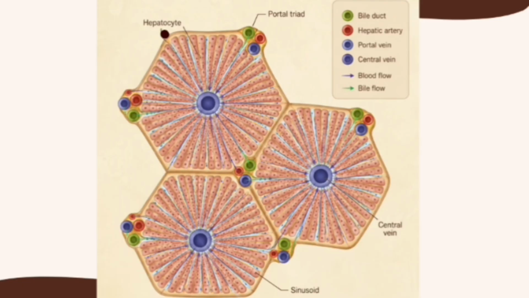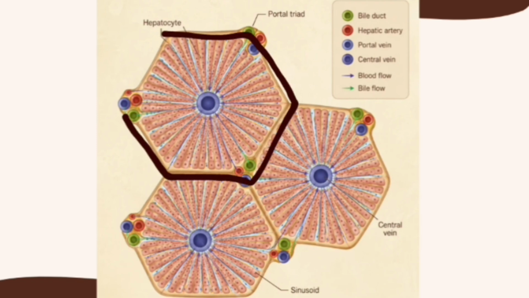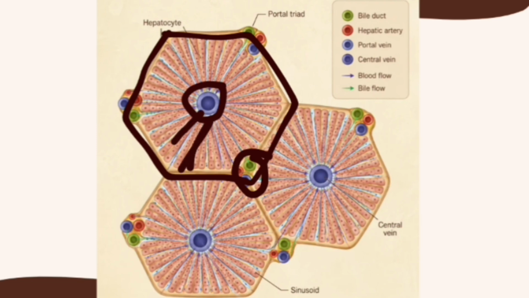To understand the nutmeg appearance of liver, first we must understand the normal hepatic lobule. So here we have the hepatic lobule. In the center of the hepatic lobule, we have the central vein. And at the periphery, we have three structures. That is the hepatic artery, the portal vein, and the bile duct. And in between them, we have the chain of hepatocytes.